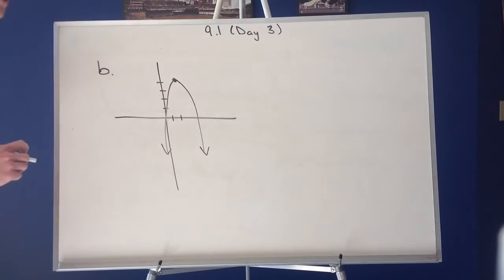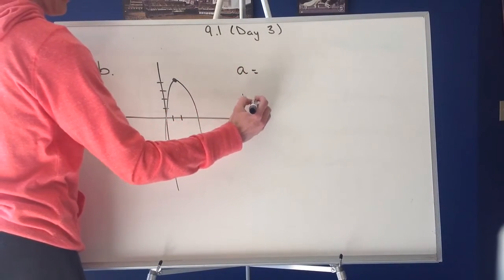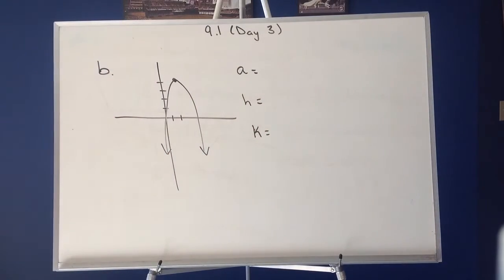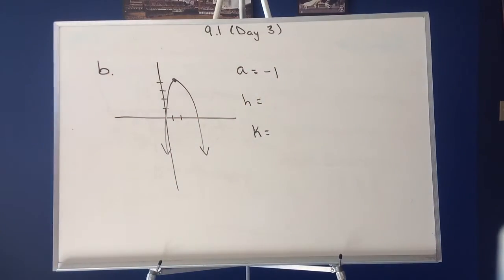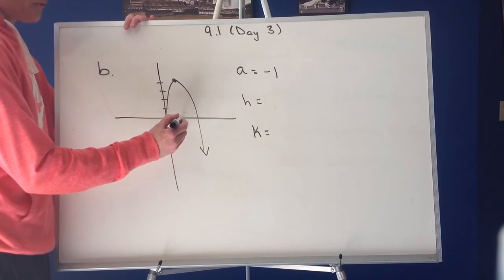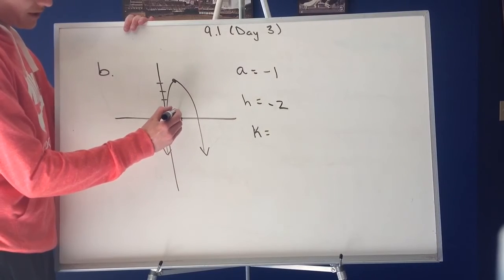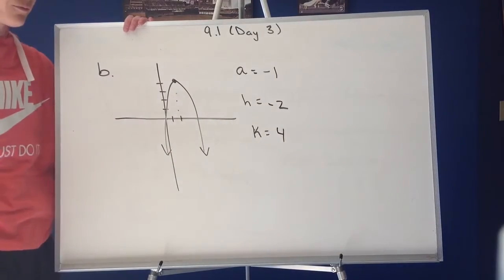Okay, you have a graph that looks something like this. Again, still want to find the A, the H, and the K. This one's going down, which means my A will be negative. Again, if you go over 1, you'll notice it only goes down 1. So that tells me my A is going to be negative 1. For my H, this one goes right 2. If it goes right 2, that would be a negative 2. And then you'll notice it is up 4 to the vertex. So that means my K would be a positive 4.